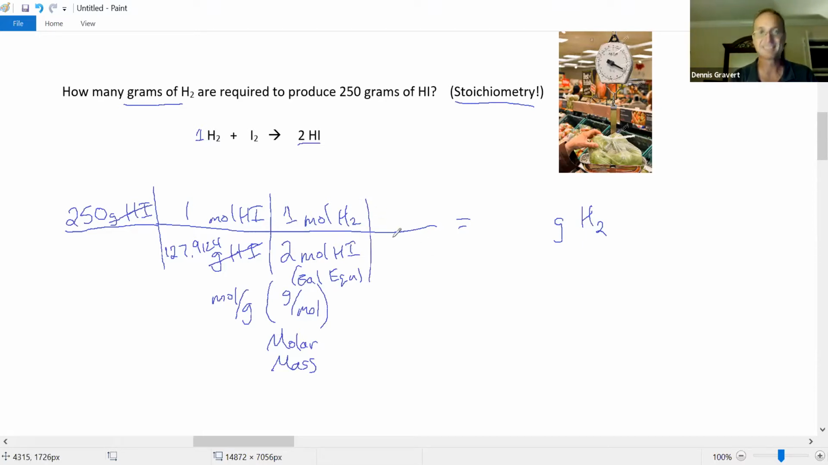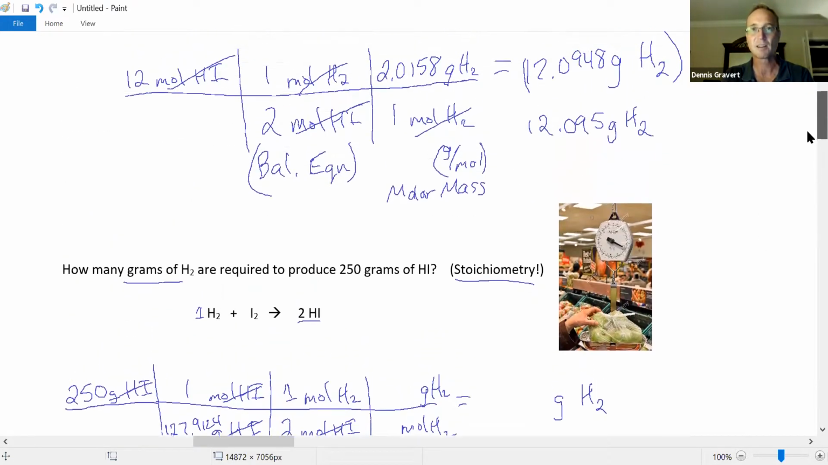But we want grams. So cancel out the moles of HI. Cool. Now we have to cancel out the moles of H2 and convert them to grams of H2. That's the molar mass again. It's of hydrogen gas. The other molar mass is of hydroiodic acid. And then what was that number? 2.0 something? Yeah, because we just did it right up here. There it is. It's 2.0158.